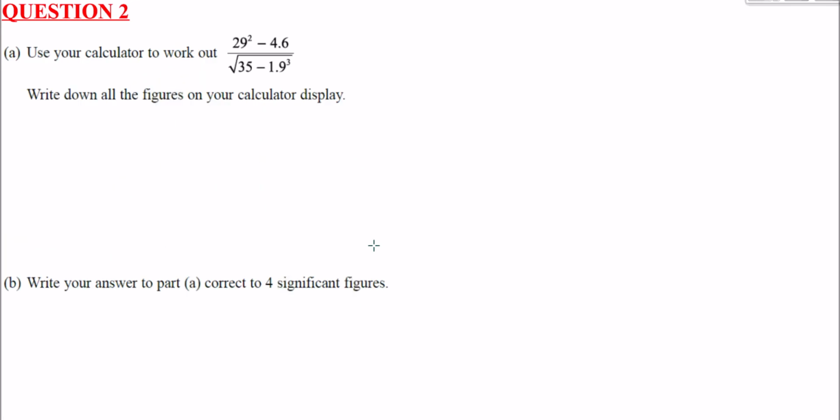Question 2, use your calculator to work out this horrible calculation. Write down all your figures on your calculator display. I don't mean to be harsh or lacking in sympathy, but there's not really much excuse for getting this one wrong, as long as you use your calculator and know how to use it well. So this should be easy marks. I'll talk you through it.